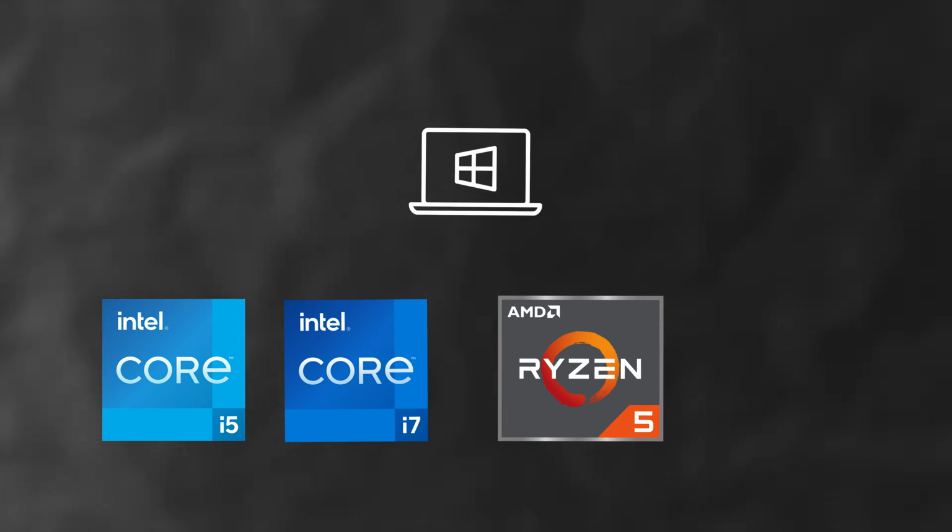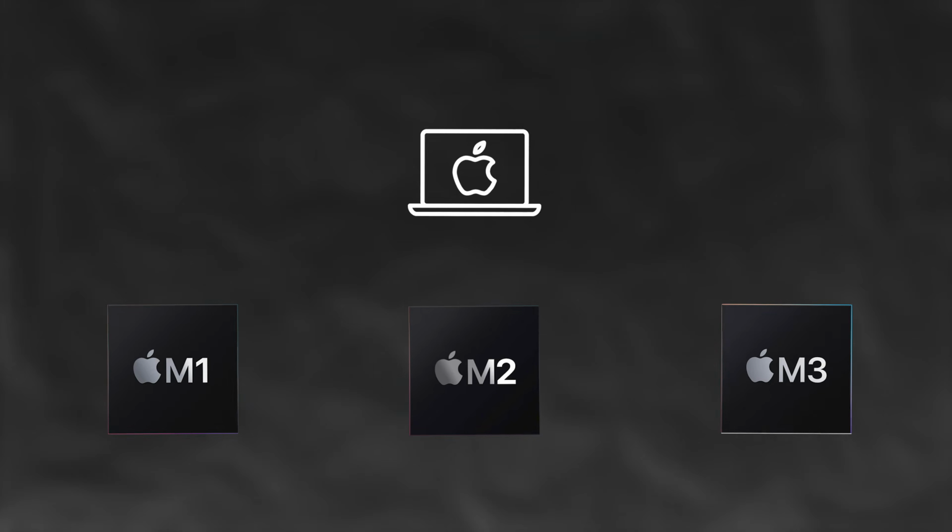For a perfect balance, you wanna get the highest clock speed and the highest number of cores possible for your budget. As a start, I'd recommend an i5 or i7 from Intel and Ryzen 5 or 7 from AMD. On the Apple side of things, the base M1, M2, and M3 are more than enough.